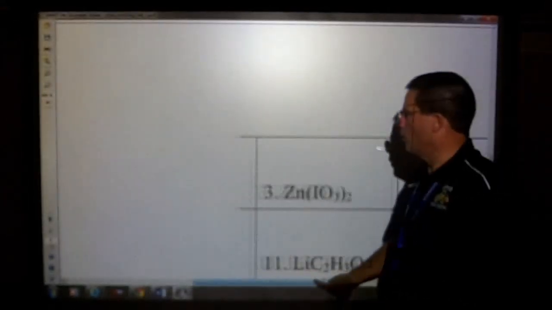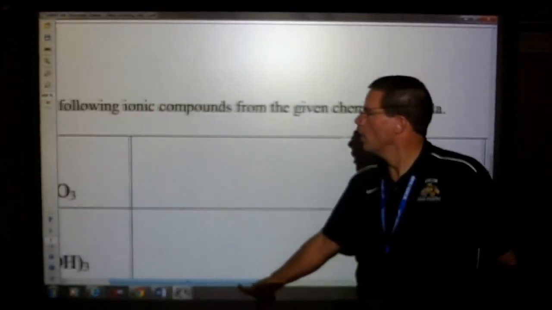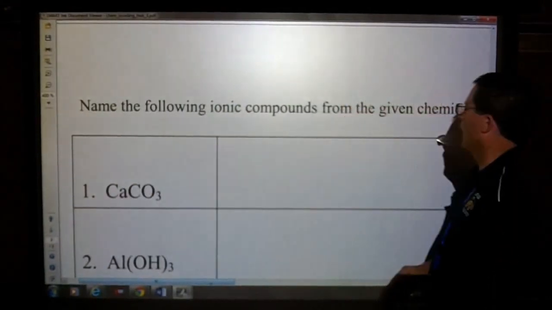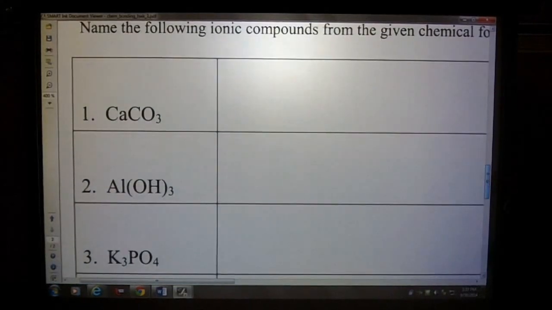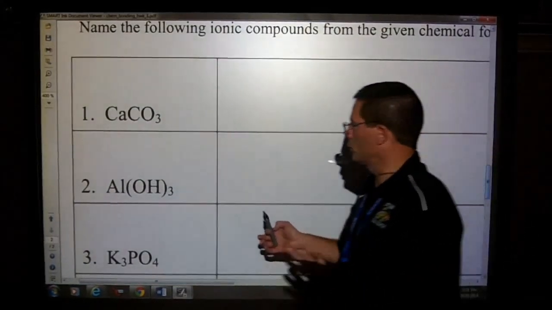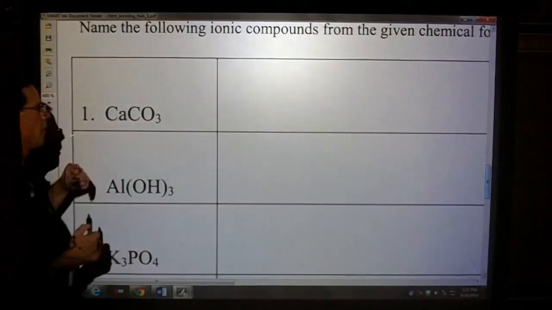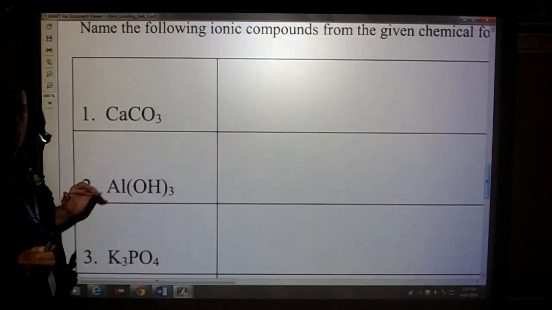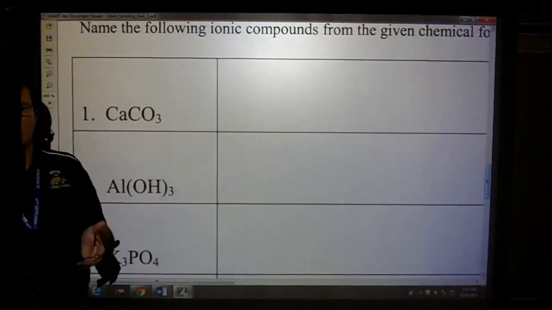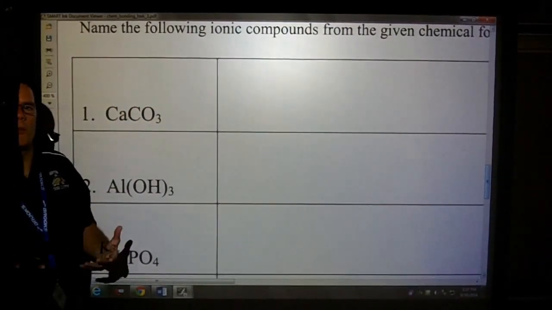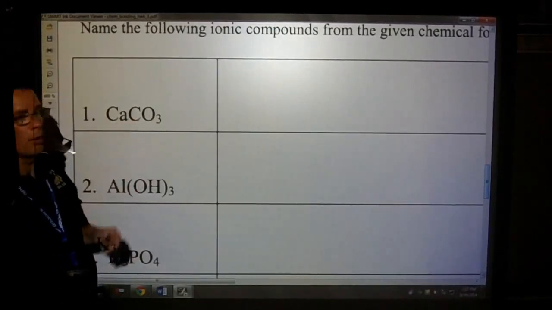So now what we want to do is we're going to name the following ionic compounds from the formula. So now we're going to work in the opposite direction. So we now have our balanced formula here. We want to write the name for that. Probably not a bad idea, just as you're working these out, to write the charges above, just so that you can get the practice to make sure that these are actually balanced.